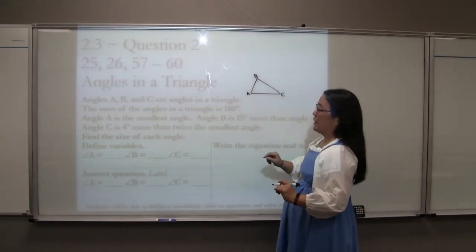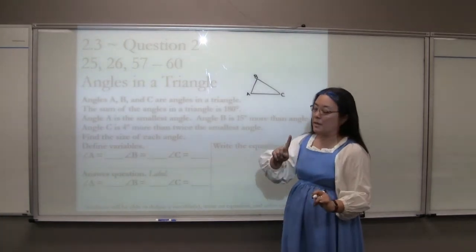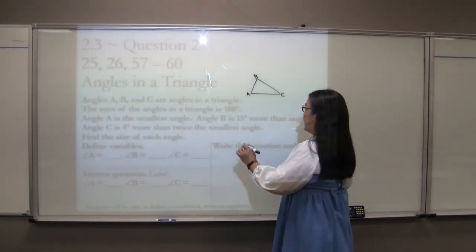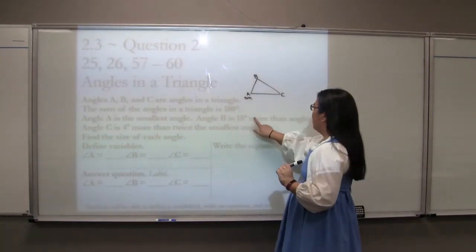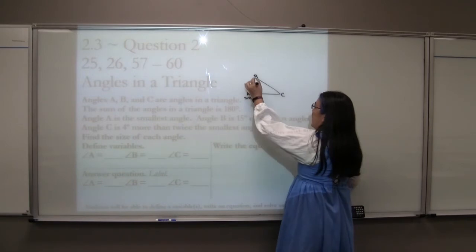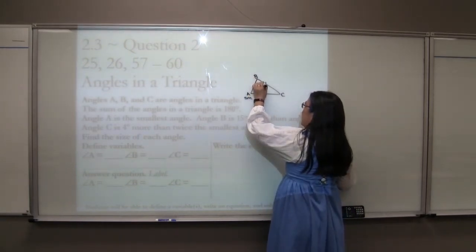Angle A is the smallest angle. Obviously, my picture is not correct. Angle A is the smallest angle. I'm going to make a little note here, SM, that that's the smallest. Angle B is 15 more than angle A. Angle B is 15 more than.